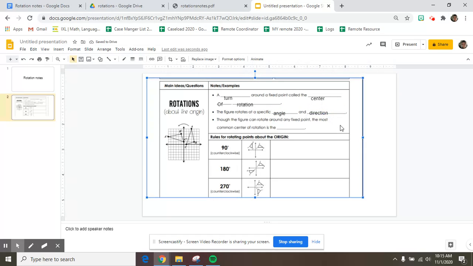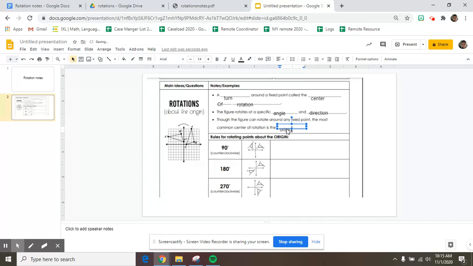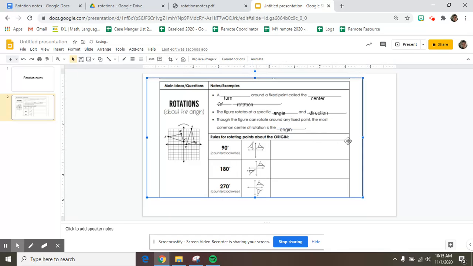Though the figure can rotate around any fixed point, the most common center of rotation is the origin. And that's that middle part there. So we're going to be looking at rotations around the origin, which is this point right here in the middle. We're going to be looking at 90, 180, and 270 counterclockwise, which can also be 90 clockwise.